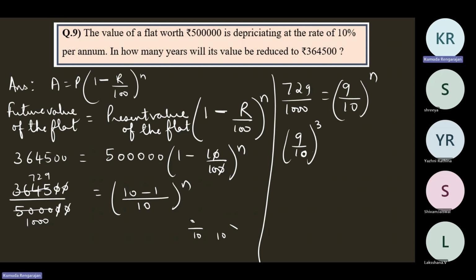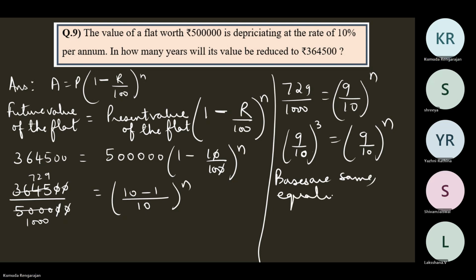So 729 by 1000 can be written as 9 by 10, the whole cube, is equal to 9 by 10 to the power n. So now bases are the same. Equating the powers, we have n is equal to 3.